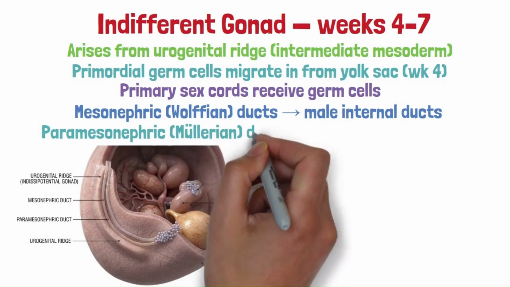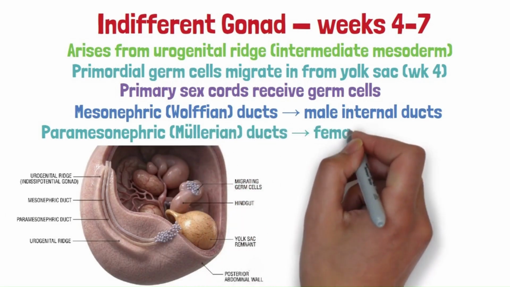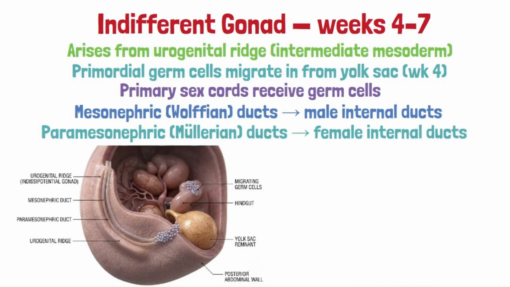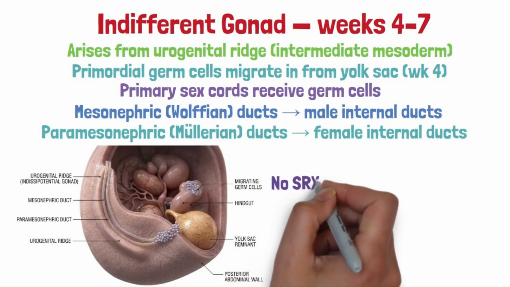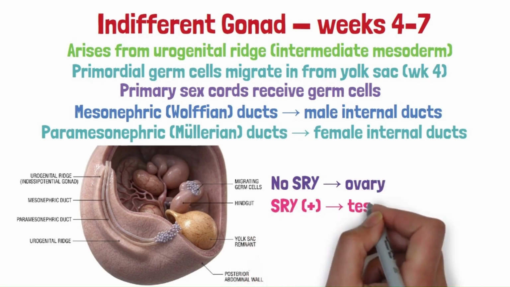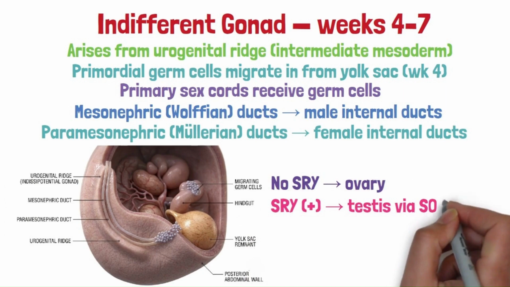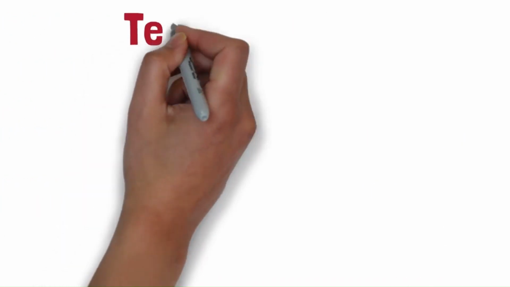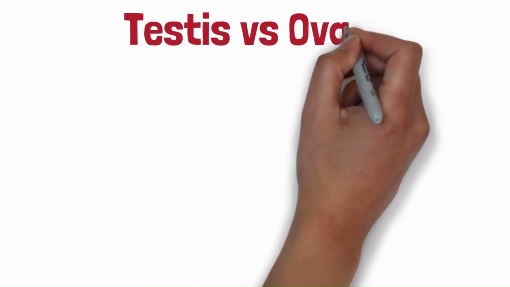The switch is simple. No SRY gene, you get an ovary. With SRY on the Y chromosome, testis determining factor kicks in, activating SOX9 and FGF9, and you get a testis. SRY mutations lead to 46,XY complete gonadal dysgenesis, Swyer syndrome, a female phenotype.